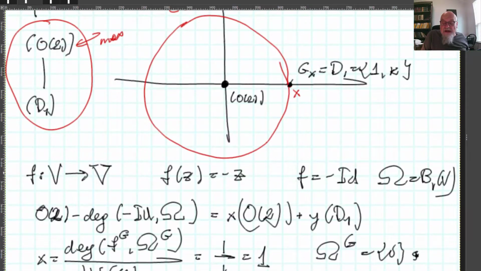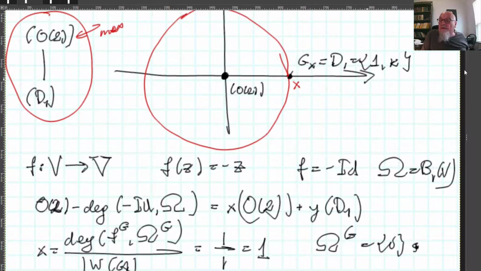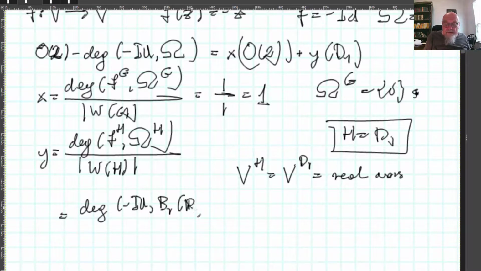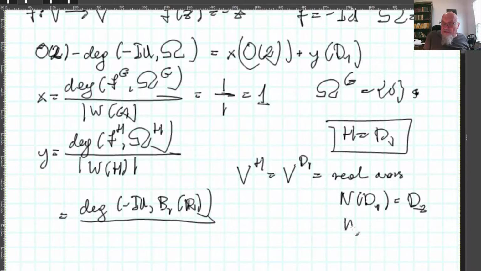As you see from the picture, it is clear. V d1 is exactly the real axis. So this is equal to the real axis. So this is a one-dimensional space. So I can write it down that this y is equal to the degree of minus identity on the unit ball in R. So this is the unit ball in R, the one-dimensional space. And this is divided by the Weil group, what is the normalizer of d1? This is actually d2, so the Weil group of d1 is equal to, let's say, Z2, so the number of elements is 2, so I can put here 2.